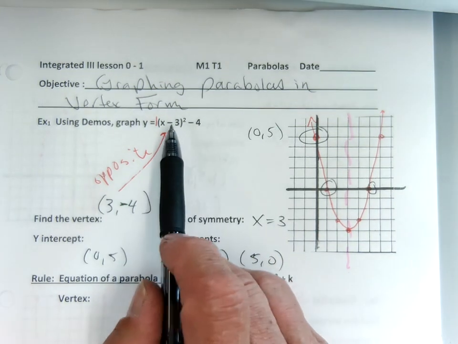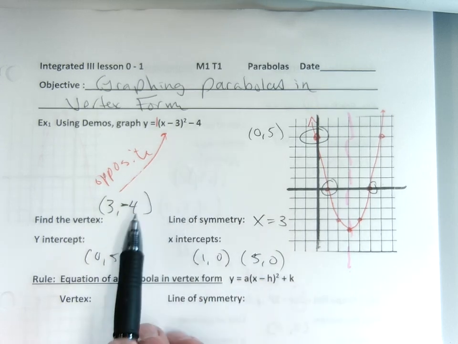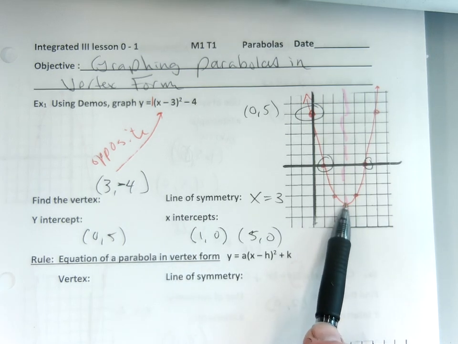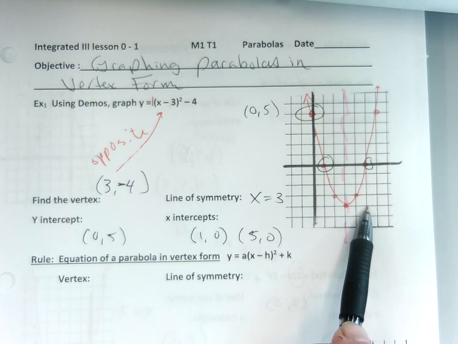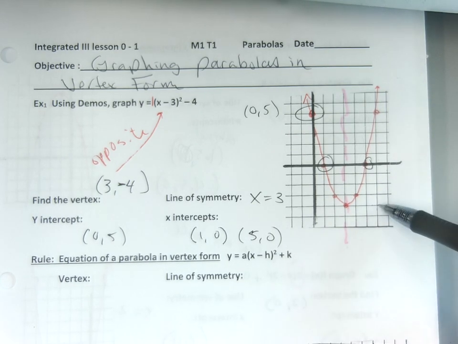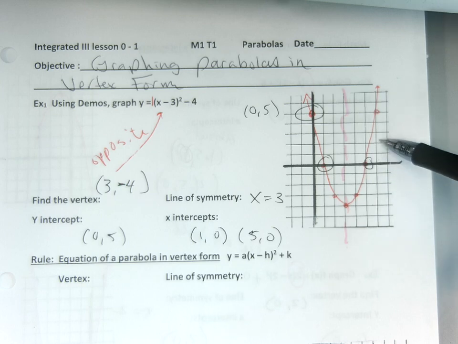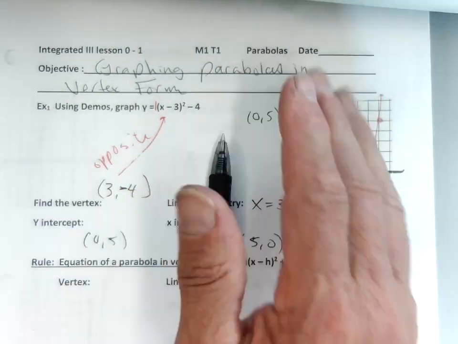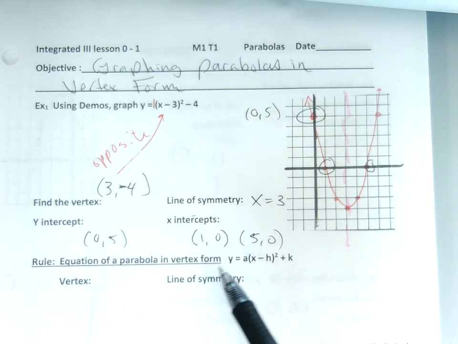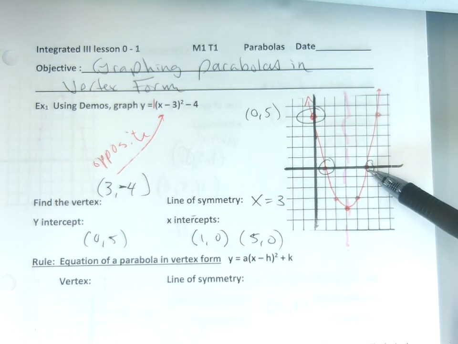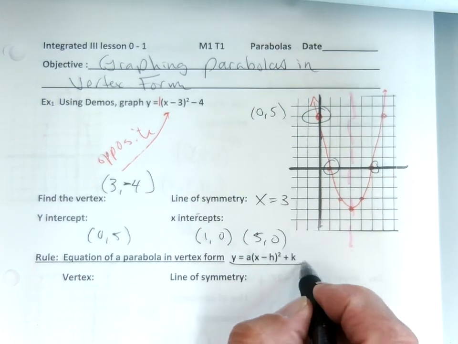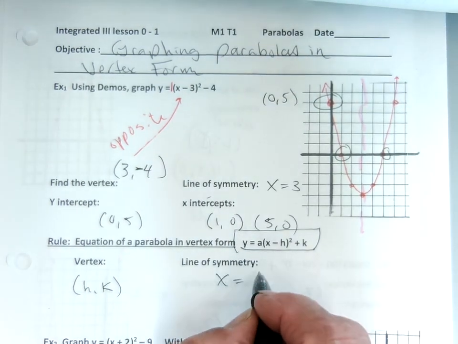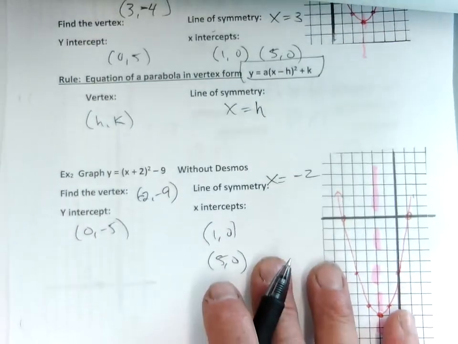Okay, so the first example, the vertex is at positive 3, negative 4. Graph that. Over 1, 1 squared is 1. Over 2, 2 squared is 4. Over 3, 3 squared is 9. The line of symmetry is at x equals 3 through the middle of the vertex, and I was able to fold them over. My y-intercept is at 0, 5, and my x-intercepts are at 1, 0 and 5, 0. Okay, great. Here's our standard form. We know that the vertex is at (h, k), and the line of symmetry is just x equals the value of h.